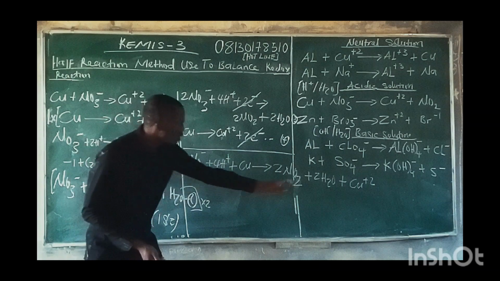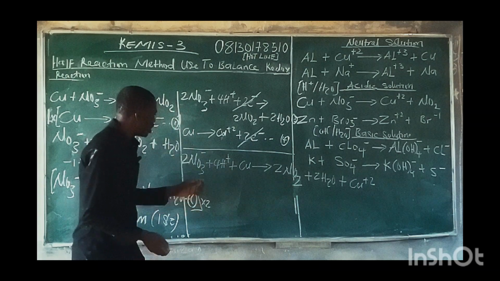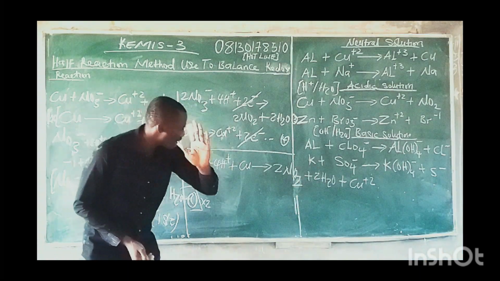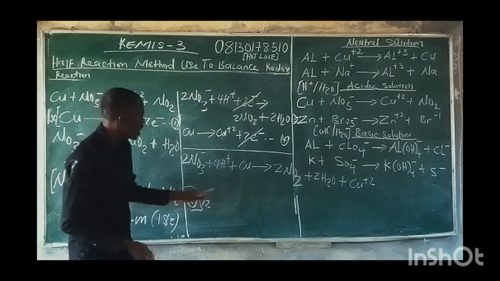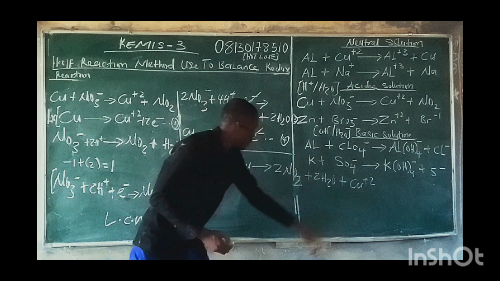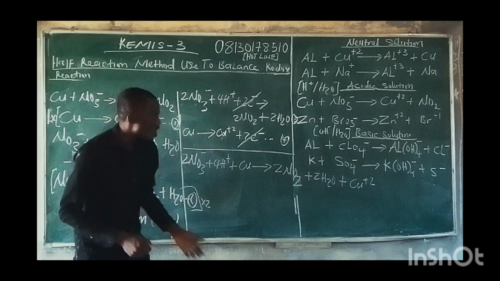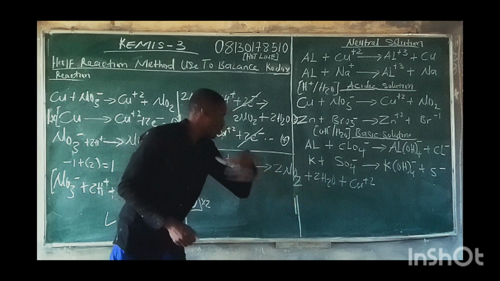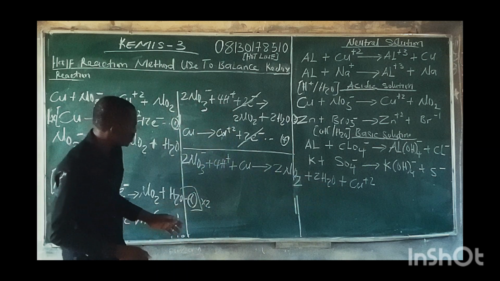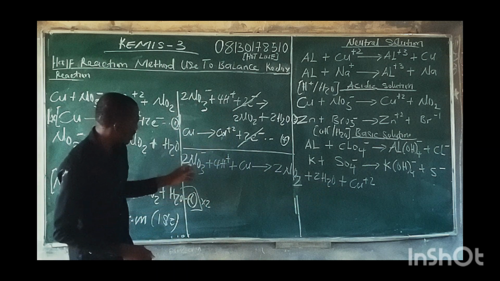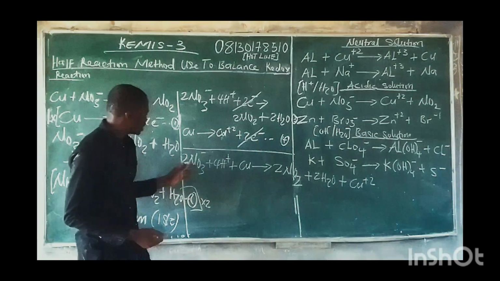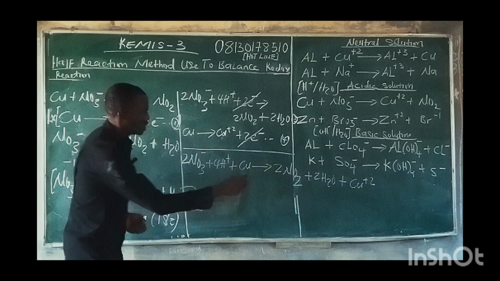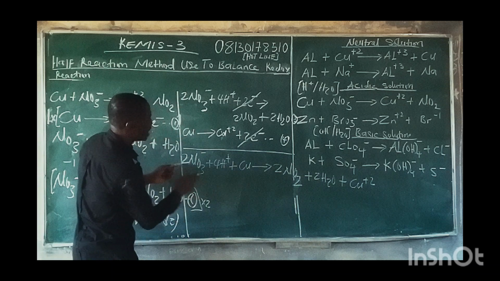Now let's see what we have. 2 nitrogen, 2 nitrogen, that is gone. Hydrogen, 4 hydrogen, 2 times 2, 4 hydrogen, that is gone. For the copper, 1 copper, 1 copper, that is gone. Is there anything else? Oxygen. Oxygen is 2 times 1 is 2, 2 plus 2 is 4, that is gone. Oxygen over there is 2 times 3, that is 6. Let's look at the oxygen there. 2 times 3 is 6.